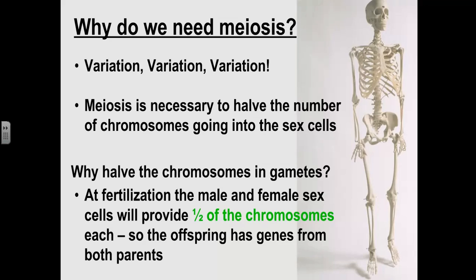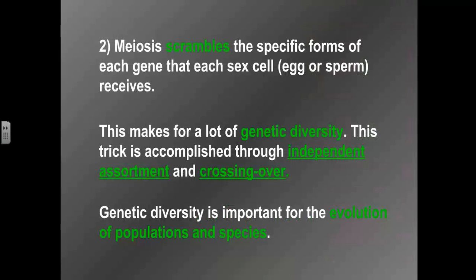The chromosomes in our sex cells are called gametes, and at fertilization, the male is going to provide half of the sex cells and the female is going to provide half of the sex cells. So half of the chromosomes from each parent comes together, and our offspring is going to have genes from mom and genes from dad, and ways that they look like their mother and ways that they look like their father. And this increases the variation present in the offspring.